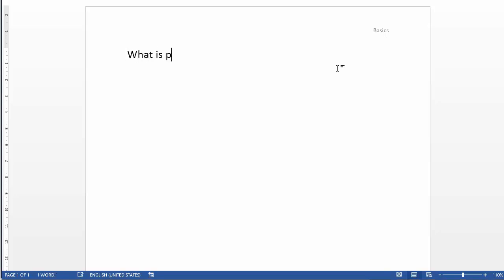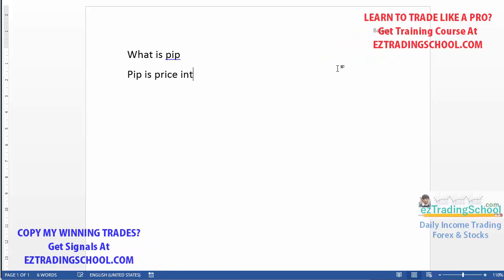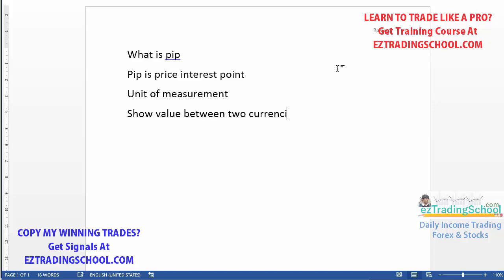What is PIP? So PIP actually stands for price interest point. It is a unit of measurement to show the value between two currencies. So for example, let's say Australian dollar and USD.